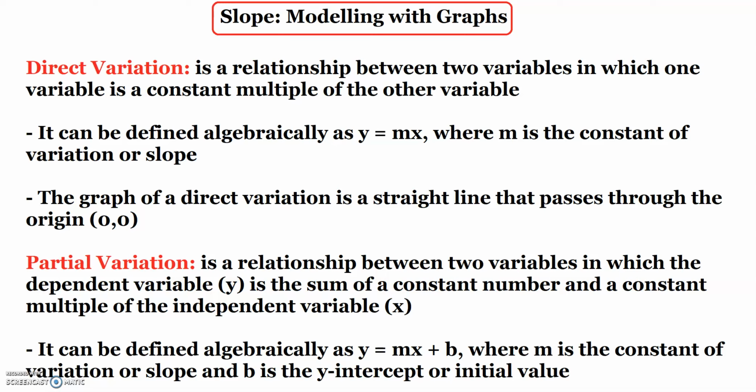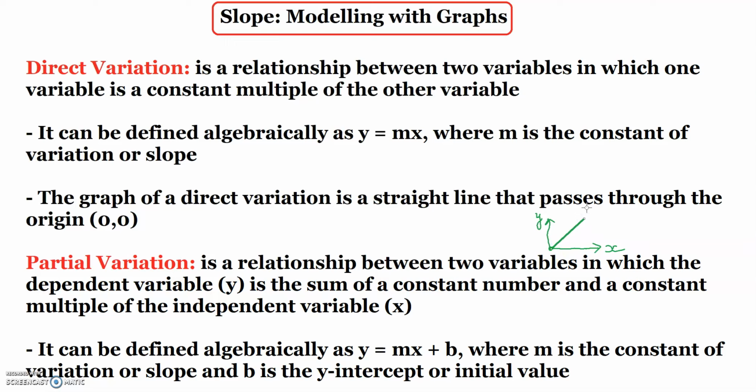The graph of a direct variation is a straight line that passes through the origin, which is (0, 0). So if we're going to graph, let's say we have a graph, the x-axis, which is the horizontal one, is called the independent variable. The y-axis, which is the vertical one, is called the dependent variable. And the graph of the direct variation goes from (0, 0), and then it will be a straight line from here.